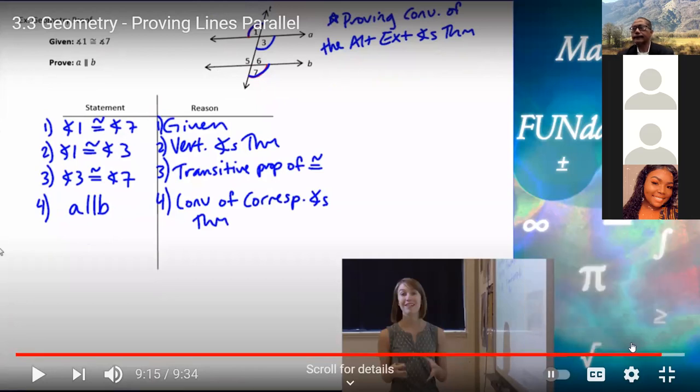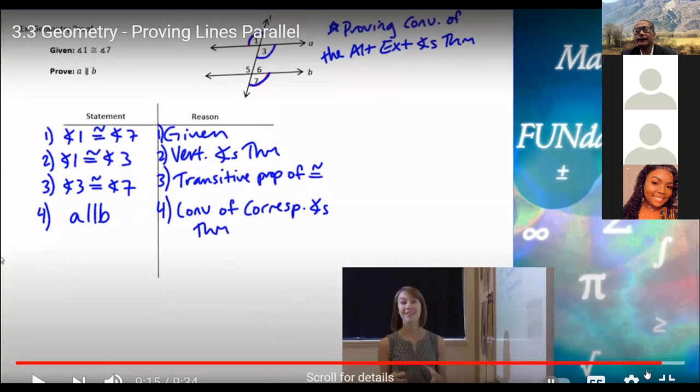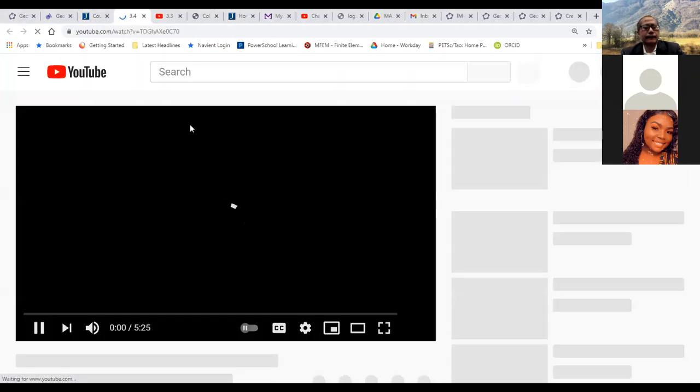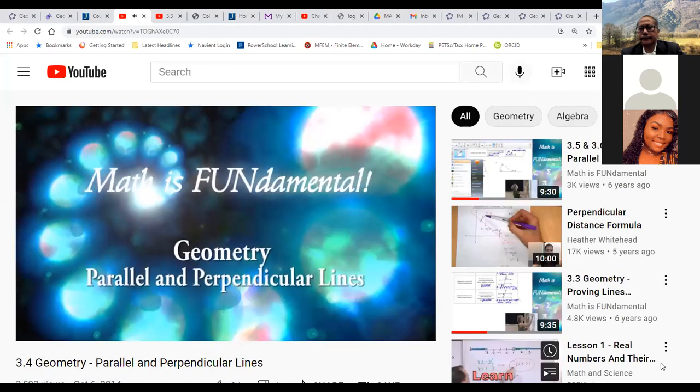Any question? So you can see it over there. Yeah, so this is lesson 3. Okay. Sorry, lesson 3. Lesson 2. Okay. Lesson 3. Talking about parallel and perpendicular lines. Okay.